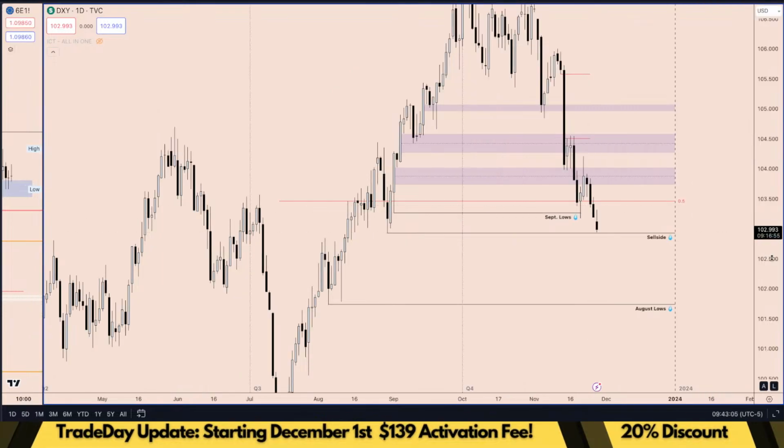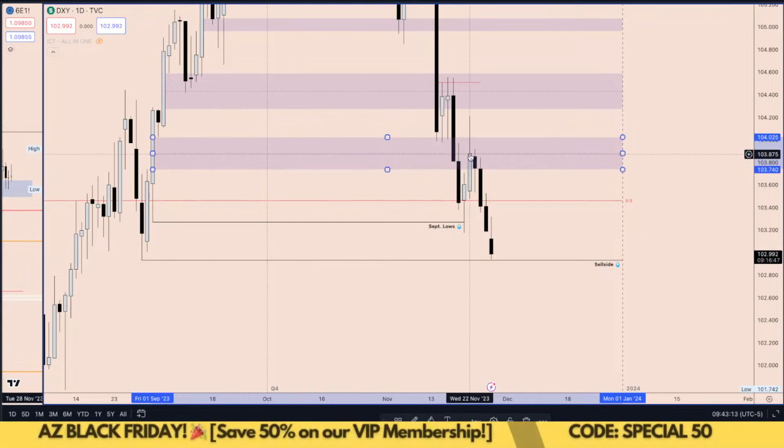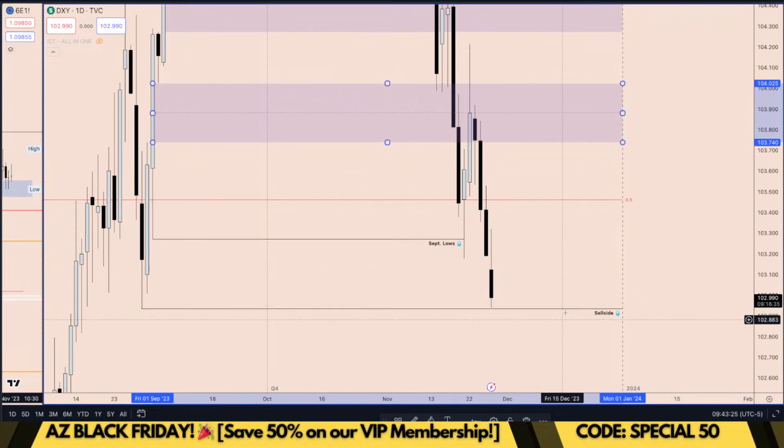But right now, just looking at the daily, we rejected off this inversion fair value gap here after closing below it, perfectly off the 50% level. And from here on, we kept on selling off Thursday, Friday, Monday, yesterday. And then to Tuesday, we have this new day opening gap. We already filled that in. And the next obvious target would just be our sell side liquidity.